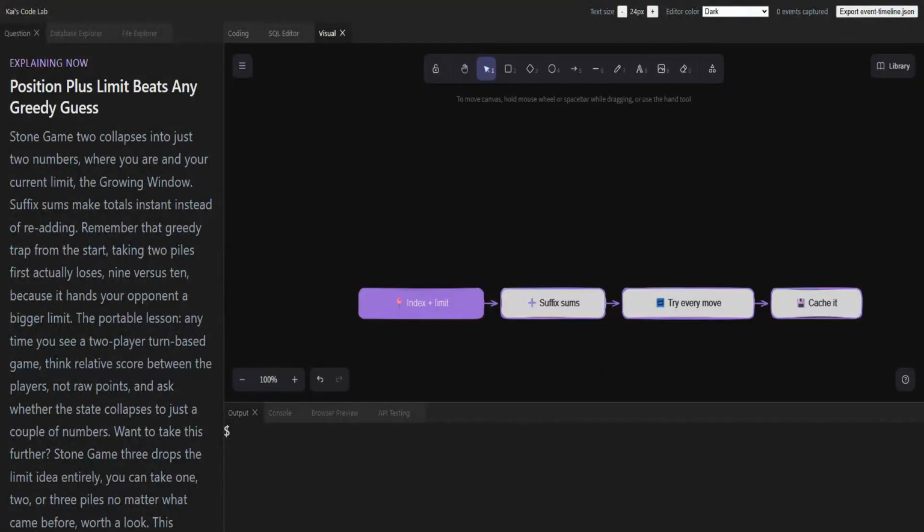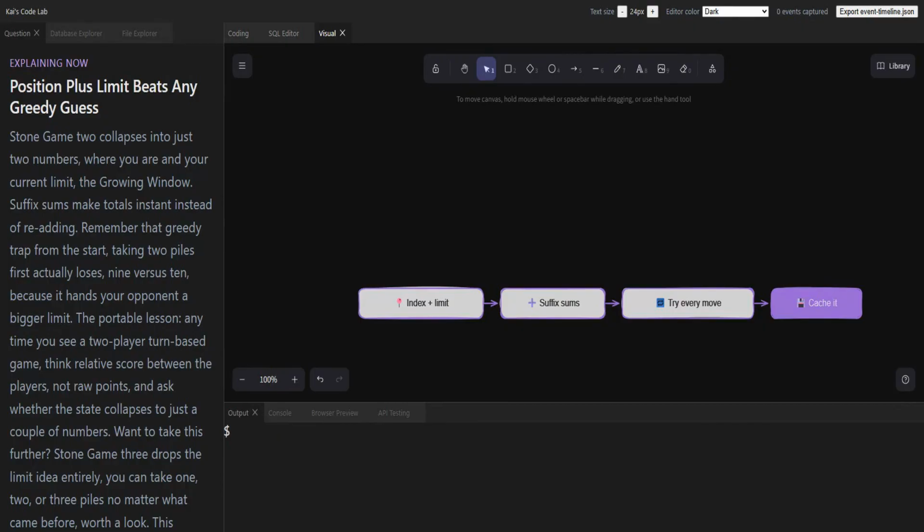Stone Game 2 collapses into just two numbers, where you are and your current limit, the growing window. Suffix sums make totals instant instead of re-adding. Remember that greedy trap from the start, taking two piles first actually loses. 9 versus 10 because it hands your opponent a bigger limit. The portable lesson: anytime you see a two-player turn-based game, think relative score between the players, not raw points, and ask whether the state collapses to just a couple of numbers.